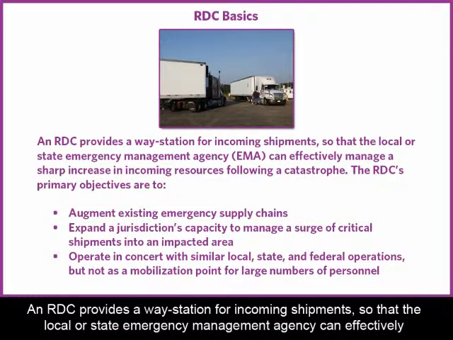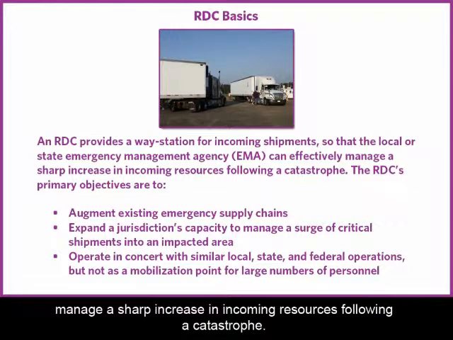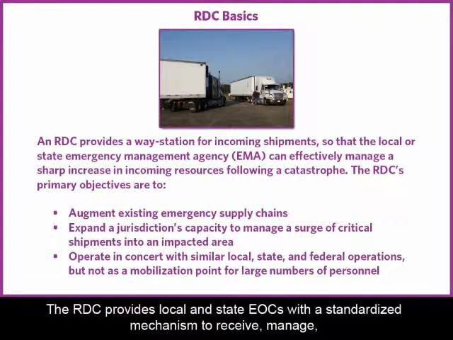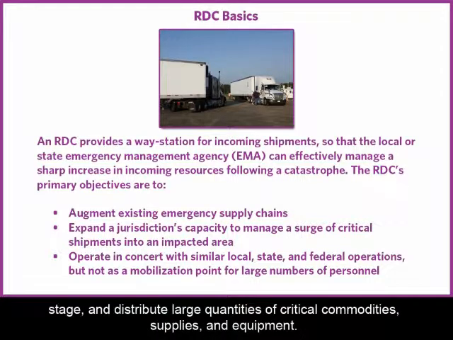An RDC provides a way station for incoming shipments so that the local or state emergency management agency can effectively manage a sharp increase in incoming resources following a catastrophe. The RDC provides local and state EOCs with a standardized mechanism to receive, manage, stage, and distribute large quantities of critical commodities, supplies, and equipment.